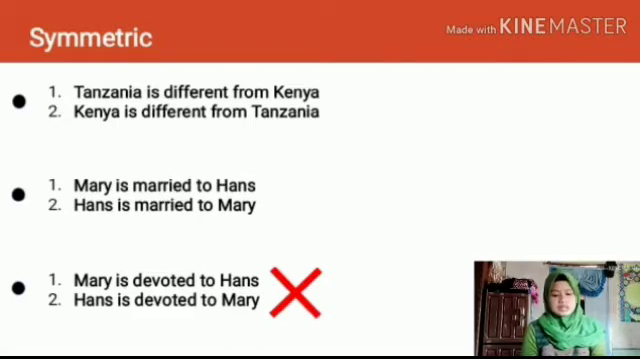And the second example, Mary is married to Hans. Mary is x, married to is symmetric, and Hans is y. If we reverse x and y, Hans and Mary, it also has the same meaning. Hans is married to Mary is the same as Mary is married to Hans.